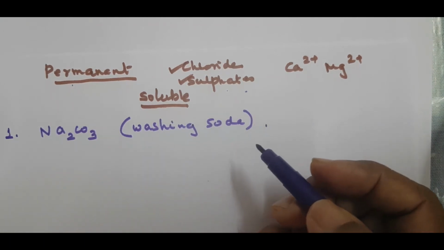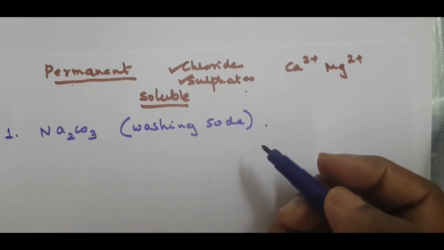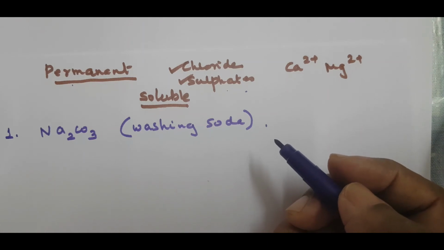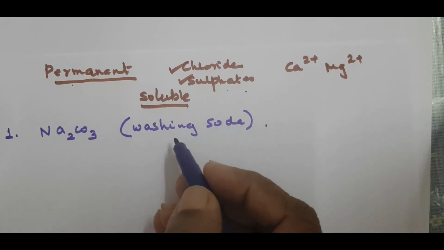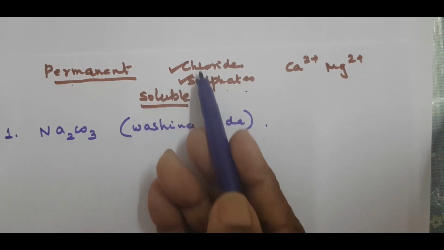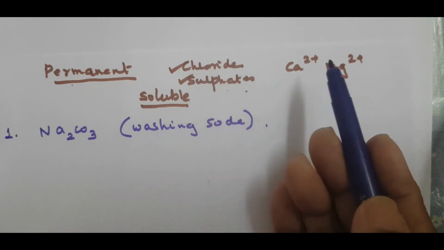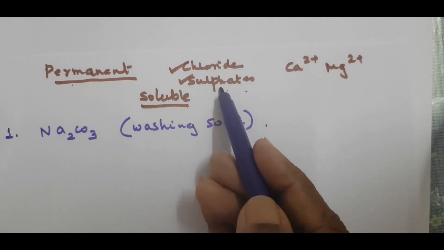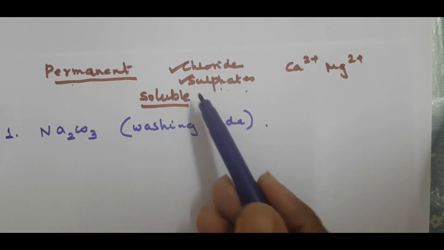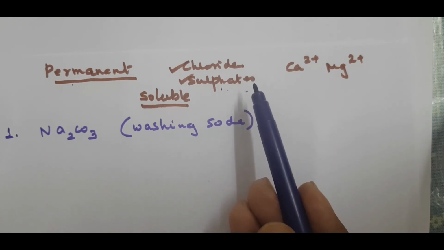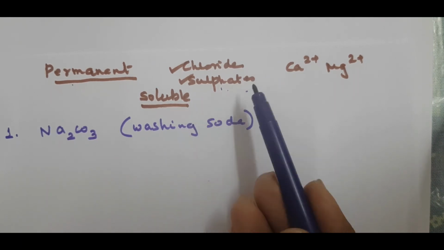Okay, we will see two reactions for two methods by which you can remove the permanent hardness of water. The first one is the treatment of this hard water with washing soda, that is Na2CO3. Now what happens is, when this washing soda reacts with our chlorides or sulfates, you have to understand, the permanent hardness is mainly due to the calcium or magnesium salts of chlorides and sulfates. So when washing soda is treated with any of these, what will happen? It will form insoluble carbonates.